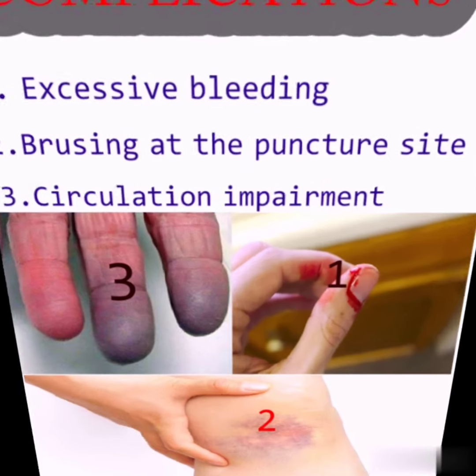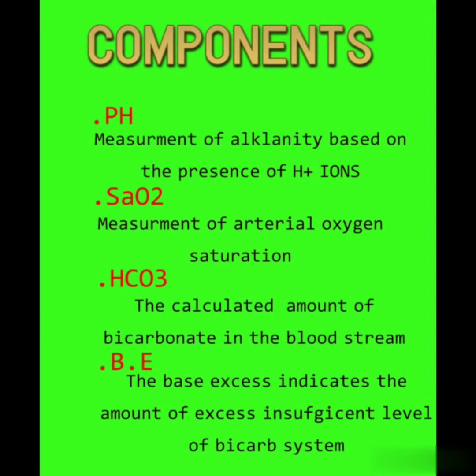Next, components: pH, measurement of alkalinity based on the presence of hydrogen ions; saturation of oxygen, measurement of arterial oxygen saturation; bicarbonate, HCO3, the calculated amount of bicarbonate in the bloodstream. Base excess indicates the amount of oxygen in sufficient level of bicarb system.